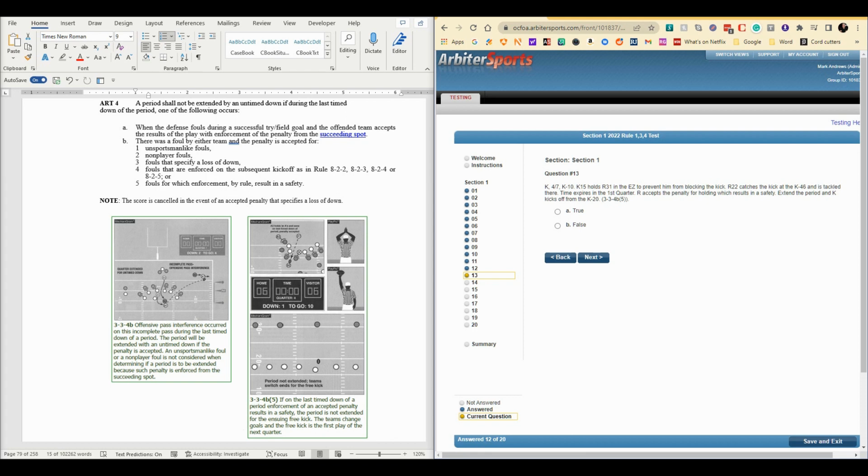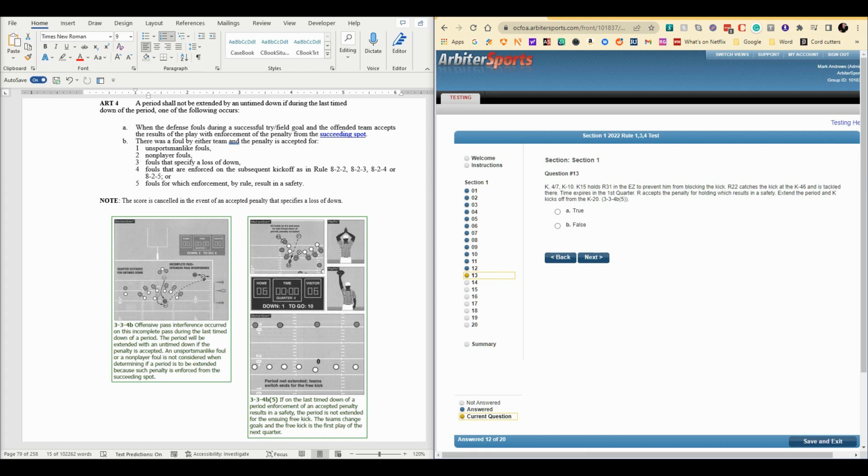Okay, K 4th and 7 at the K10. K15 holds R31 in the end zone to prevent him from blocking the kick. R22 catches the kick at the K46 and is tackled there. Time expires in the first quarter. R accepts the penalty for holding, which results in a safety. Extend the period, and K kicks from the K20.